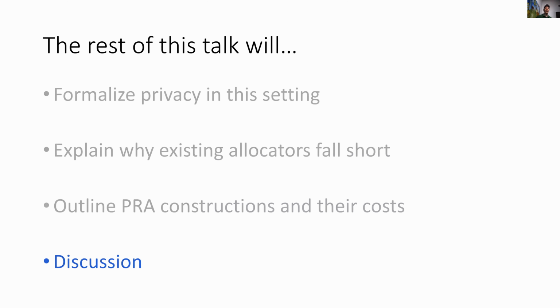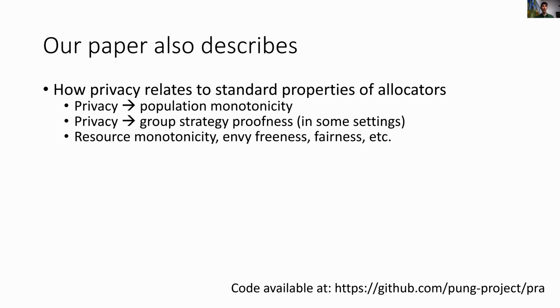Finally, I want to spend a few seconds talking about some of the other results in our paper. Because we're dealing with resource allocators, which are common in economics, we also look into how our definition of privacy affects other standard properties of allocators. For example, we show that privacy implies population monotonicity, and in some settings, it also implies group strategy proofness. We also prove that all of our allocators that I've described in this talk guarantee resource monotonicity, envy-freeness, fairness, and so on.